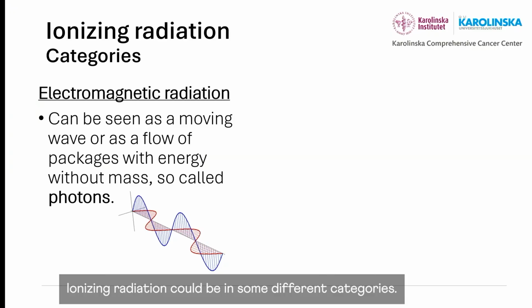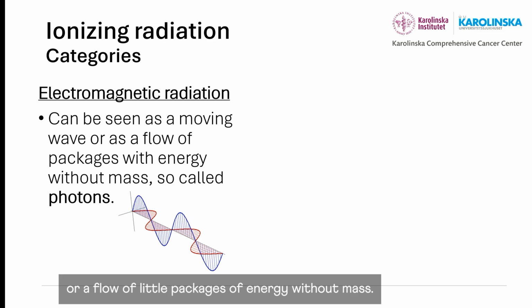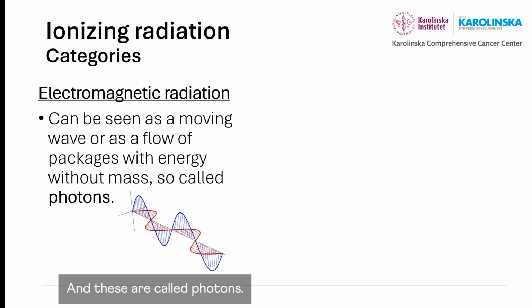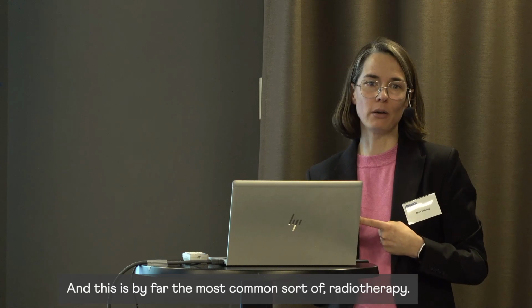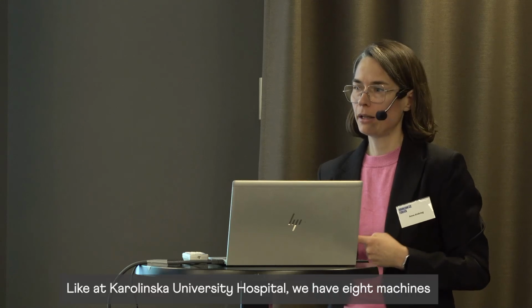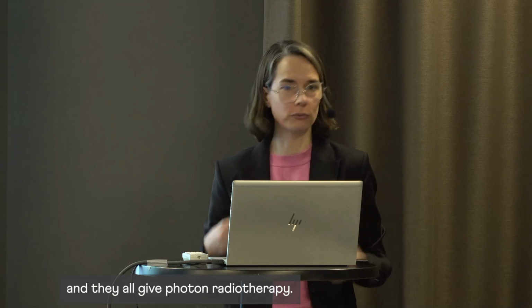Ionizing radiation could be in some different categories. If we start with electromagnetic radiation, this could be seen either as a wave or a flow of little packages of energy without mass, and these are called photons. And this is by far the most common sort of radiotherapy. At Karolinska University Hospital, we have 8 machines and they all give photon radiotherapy.